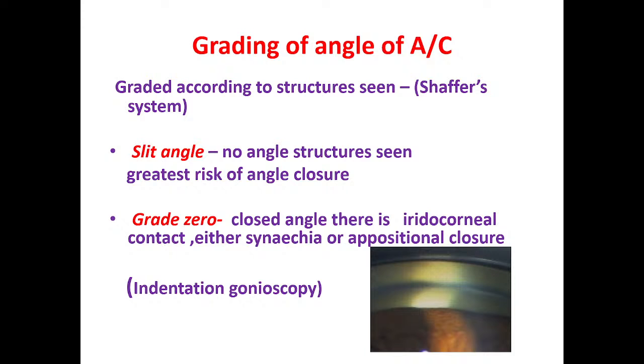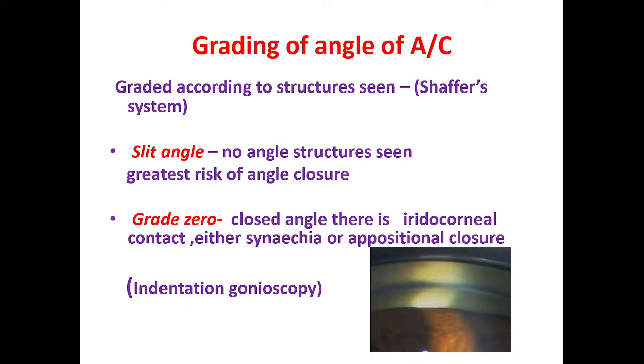So there is a gonioscopy called indentation gonioscopy, where you indent the cornea with the help of the gonioscope. What will happen? You are pushing the aqueous into the angle. You are indenting the center of the cornea with the help of a gonioscope. You are pushing the cornea inside, so you are displacing the aqueous humor into the angle. Correct? So if it is an appositional closure, then it will open up.